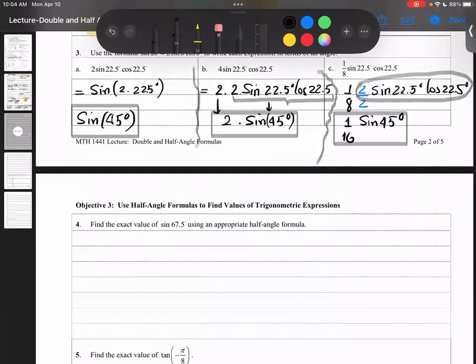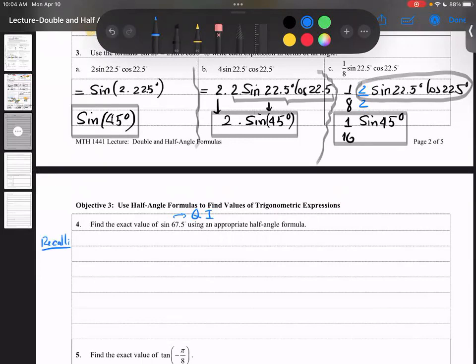Find the exact value of sine of 67.5 using the appropriate half angle formula. So they tell you what to use, the half angle formula. Sine of 67.5, what quadrant would it be? Quadrant one, thank you. So that means it's going to be positive, right? Let me recall. You can look up your formula there.